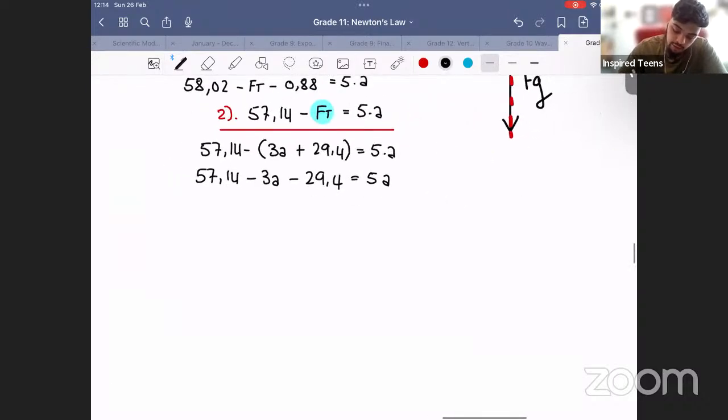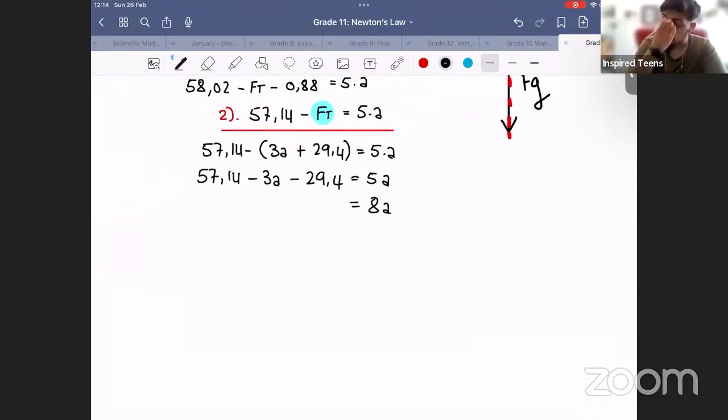I'm taking 3a over to the other side. I'm getting 8a. Okay, I'm adding it. I'm getting 8a. I'm saying 57.14 minus 29.4. And I'm getting 27.74. Divide that by 8, and I'm getting an acceleration of 3.47 meters per second to the minus 2.